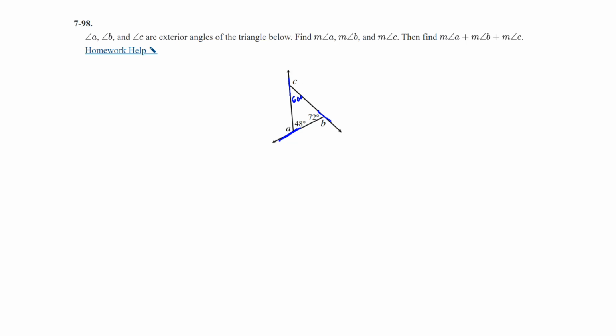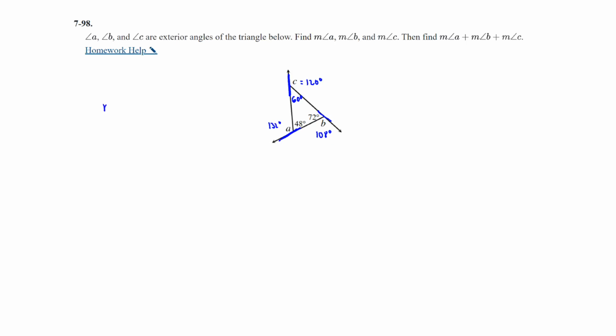So that's not angle A, B, or C, but it allows us to find angle C because this is a straight angle, so 180 minus 60 means that C is equal to 120 degrees. We can also do 180 minus 72 to find angle B, which would be equal to 108 degrees. And then the same thing, 180 minus 48, and that's 132 degrees for angle A.